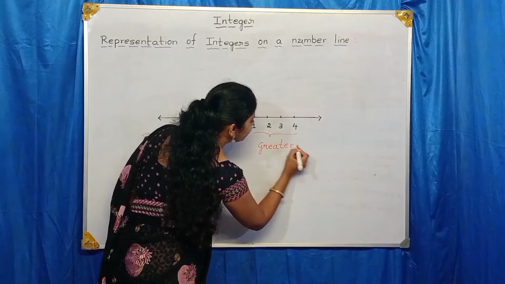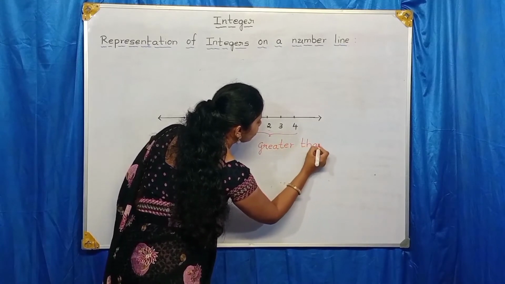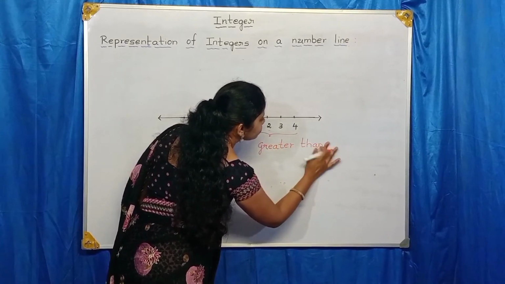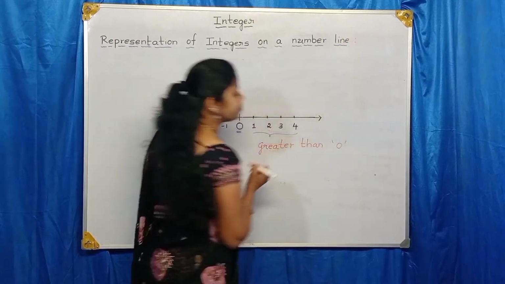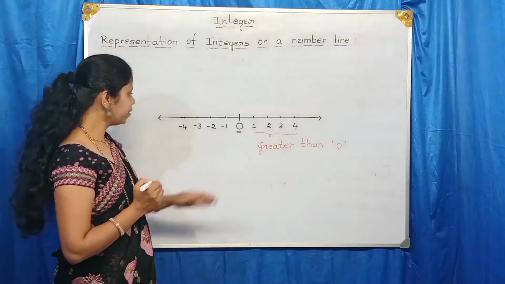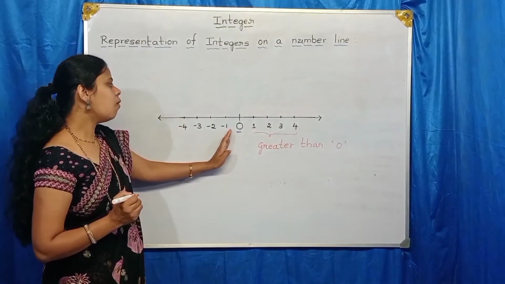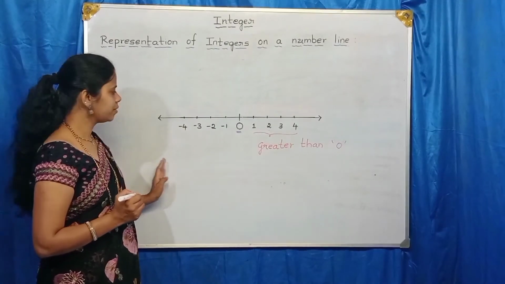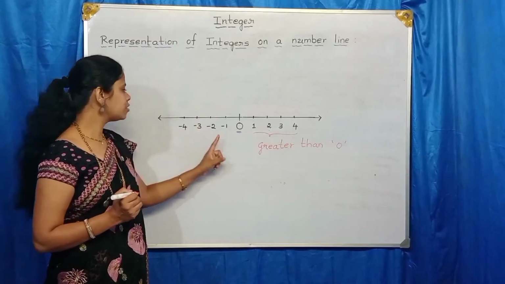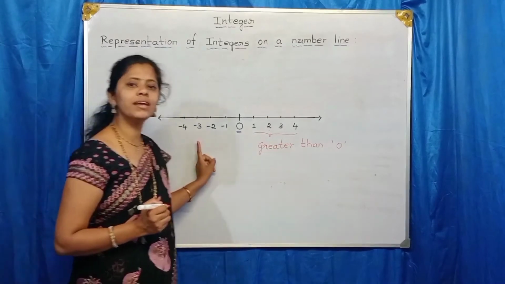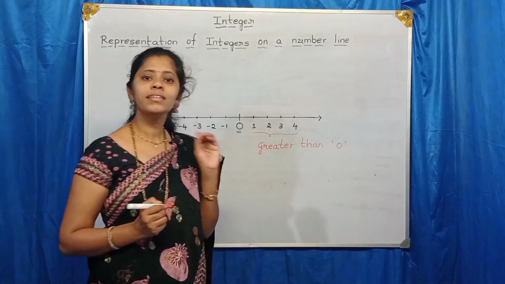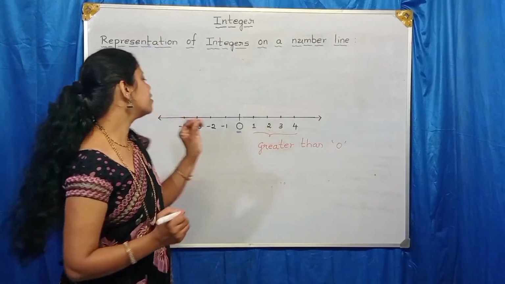Okay? And all the negative numbers, that is -1, -2, -3, -4 and so on, they are all lesser than 0.